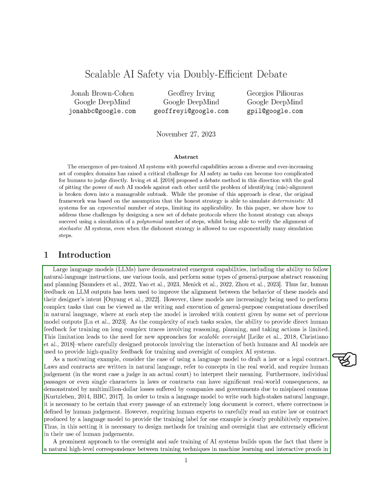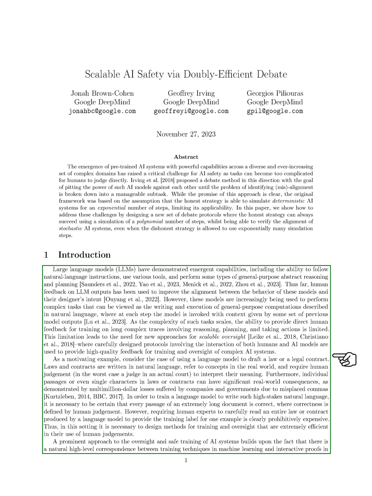Imagine using a language model to draft a law or a legal contract. These documents are written in natural language, refer to real-world concepts, and require human judgment to interpret their meaning. Even a single character in these documents can have significant real-world consequences. To train a language model to write such high-stakes documents, we need to be sure that every part of a very long document is correct.